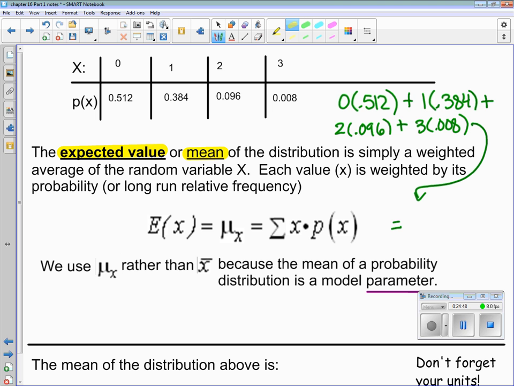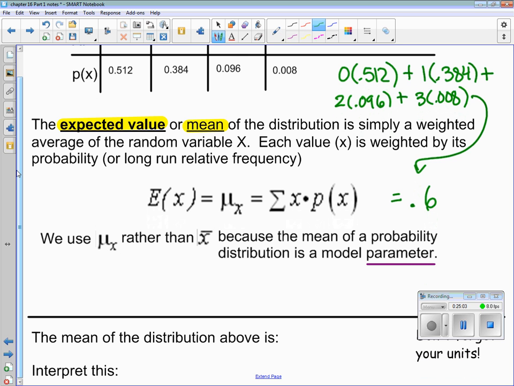Okay? So we have 0.6. What would our standard deviation be if you were ever asked? 0.693. Excellent. So 0.693.